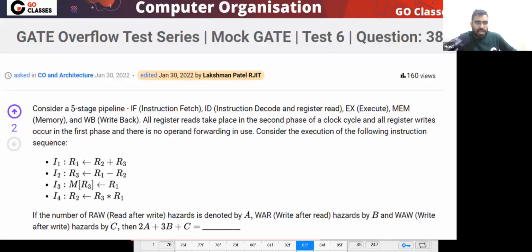Let's see this question. Tell me the answer. This is from the GATE Overflow test series, not from the GO Classes test series. This is from GATE Overflow Mock Test 6.